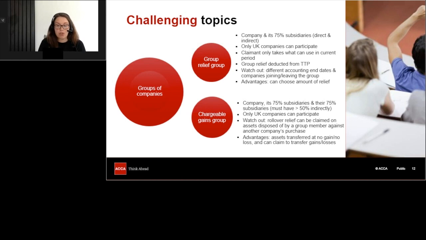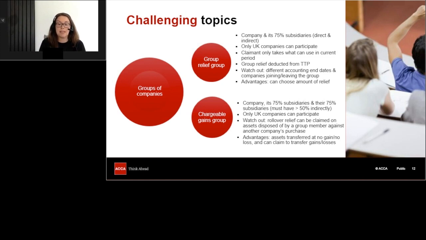Tricky areas to watch out for with chargeable gains groups include the fact that rollover relief can be claimed by one member even though it's another company in the group that has purchased a qualifying asset. And the key advantage of being in a chargeable gains group is that any assets that they buy and sell between companies in the group are transferred at no gain, no loss. So it doesn't trigger a tax charge.